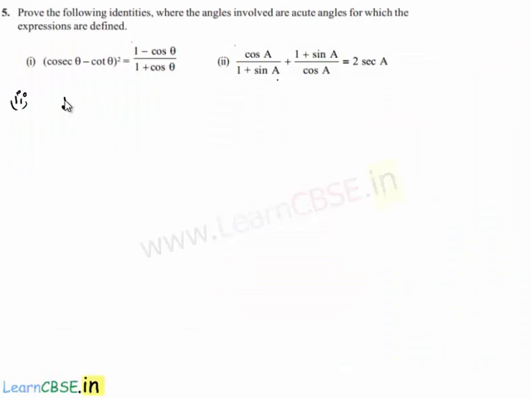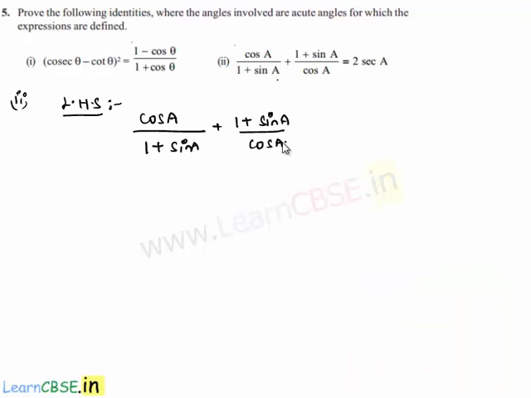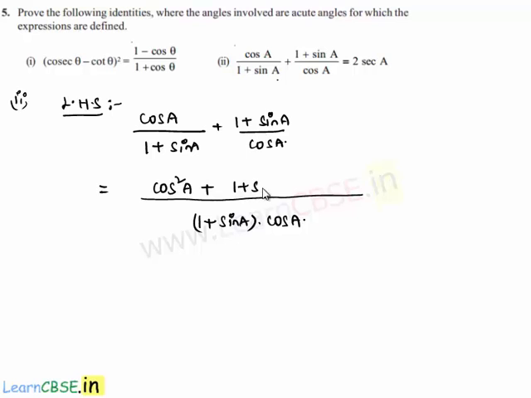So let us consider the left hand side of given equation, that will be cos A by 1 plus sin A plus 1 plus sin A by cos A. And now let us simplify this, which is equal to, let us take LCM as 1 plus sin A into cos A. Then the numerator becomes cos A into cos A is nothing but cos square A plus 1 plus sin A into 1 plus sin A is nothing but 1 plus sin A whole square.